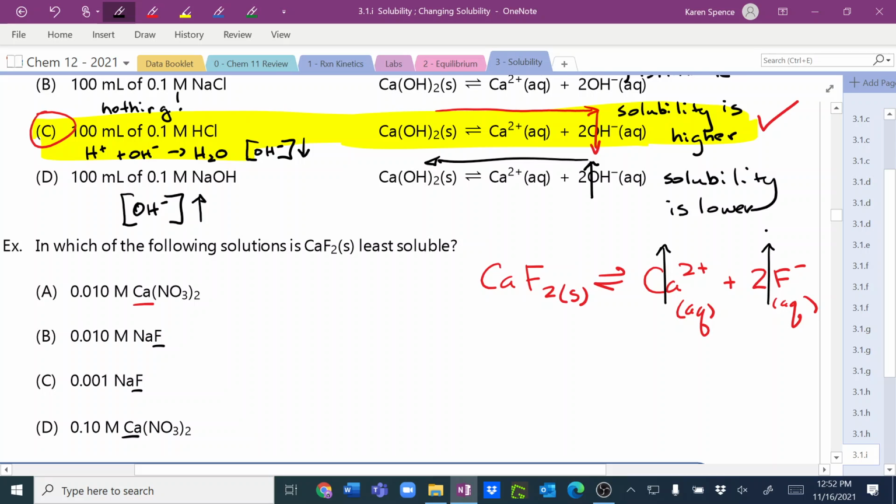What's the only thing that's different here, though? That would be the concentration. The greater the concentration, the more the equilibrium will shift. Does that make intuitive sense? The greater the concentration, the more the equilibrium shifts. I hope it does.